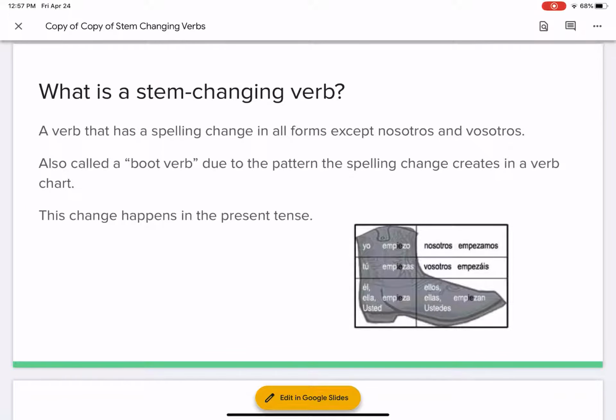Well, a stem changing verb is a verb that has a spelling change in all forms except for nosotros and vosotros. This can also be called a boot verb due to the pattern that the spelling change creates in a verb chart. If you look at the picture in the right corner, you'll see the spelling change occurs in 4 of our forms, and they form that shape of a boot, whereas the nosotros and vosotros forms do not have that spelling change. This change happens in the present tense, so you're going to be using this with the present tense only.